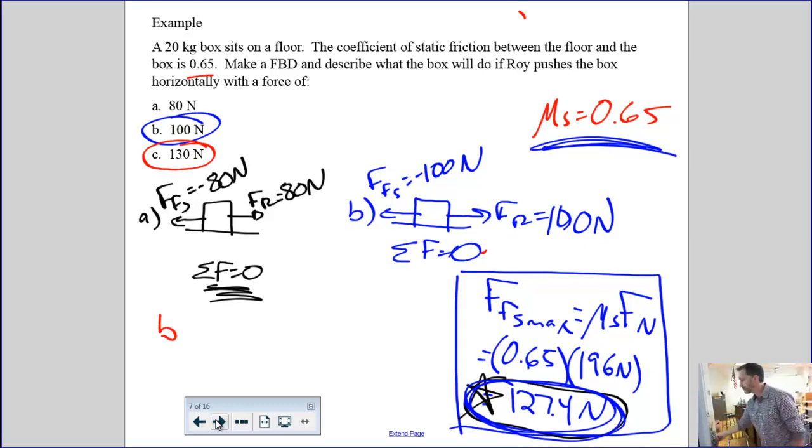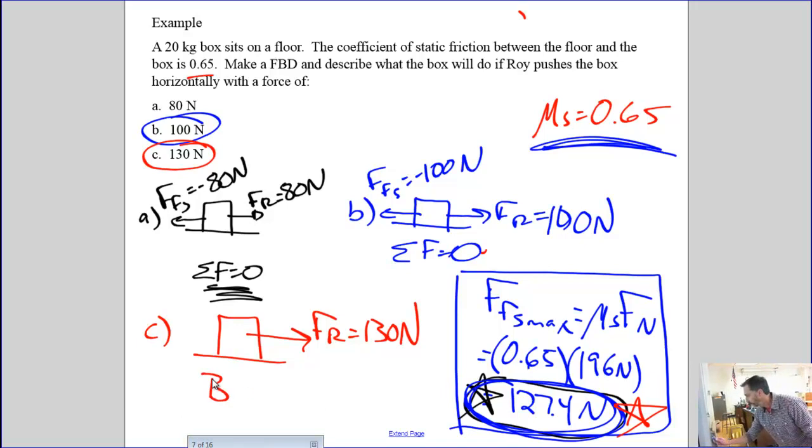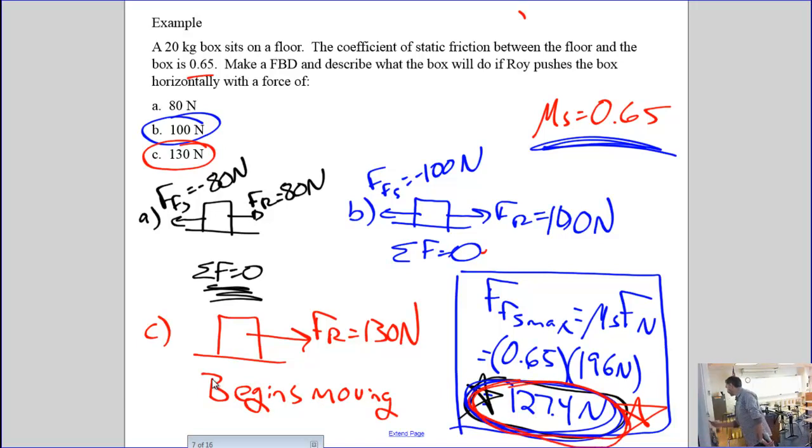Now when we get to part C, what happens is this. Force of Roy is 130 newtons. Friction wants to prevent it from moving, but the problem is friction can only exert 127 newtons, and that's not enough to prevent the motion. So our net force is not going to be 0, and the box is going to start moving. It begins moving because friction can't exert enough force to prevent the motion. 127 newtons wouldn't do it.